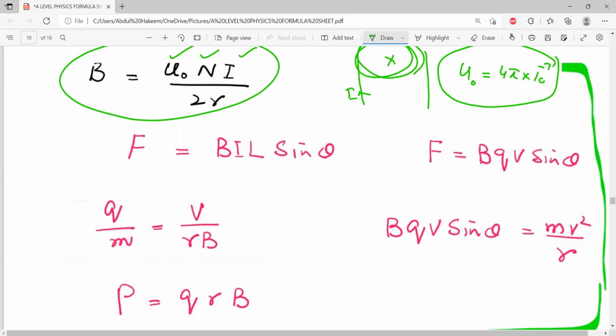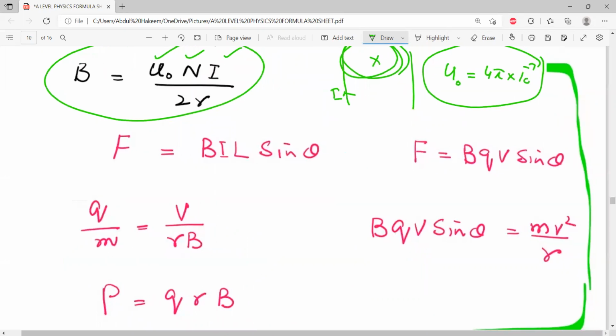And then F is equal to BIL sine theta if the current-carrying wire is placed inside the magnetic field. If a charged particle is entering the magnetic field, then the formula will be BQV sine theta. Then from this formula, the charge to mass ratio is equal to V divided by R B. V is the velocity, R is the radius, B is the magnetic flux density.